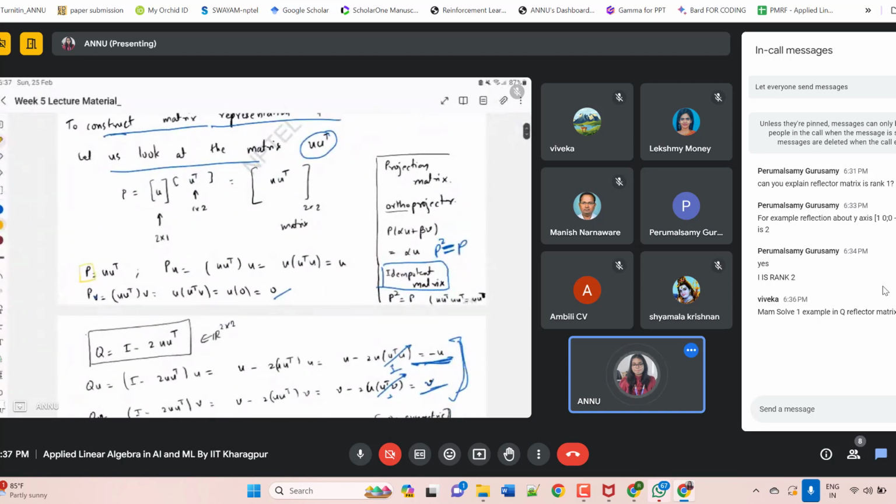So this is okay, my mistake. As a thank you, solve one example in the Q reflector matrix. Yes, we will solve it. Anyway, we are coming to it. We will see the exact example also in the class.